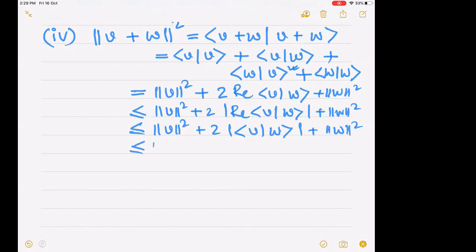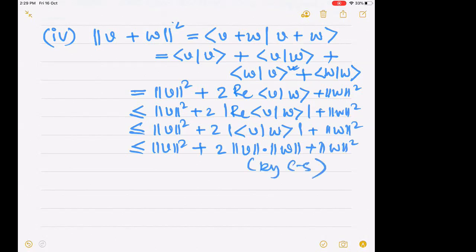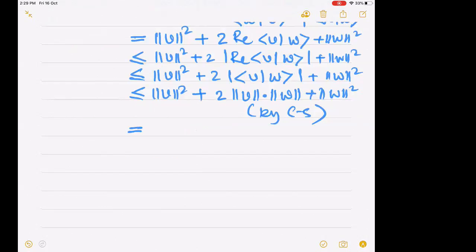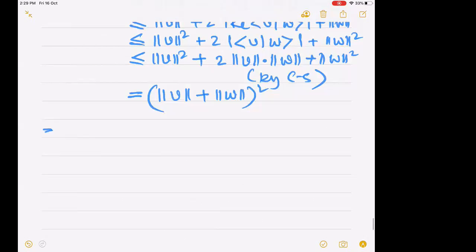And then I use the Cauchy-Schwarz inequality to argue that this is nothing but 2 times norm V times norm W, right? This is by Cauchy-Schwarz. But this is just the expression for norm V plus norm W, the whole square. Taking away the squares, this implies norm of V plus W is less than or equal to norm V plus norm W. That's it. That's the end of the proof.